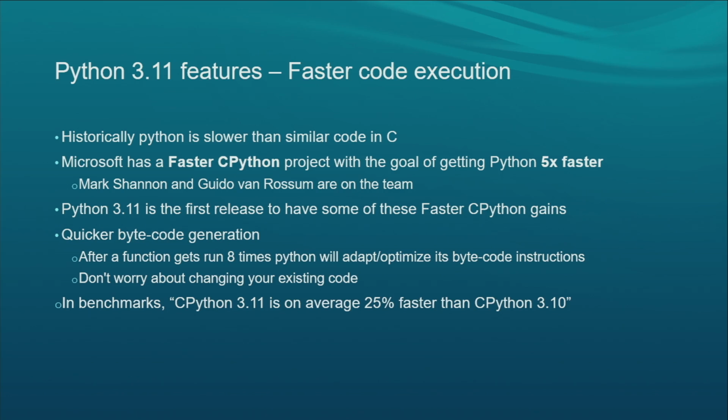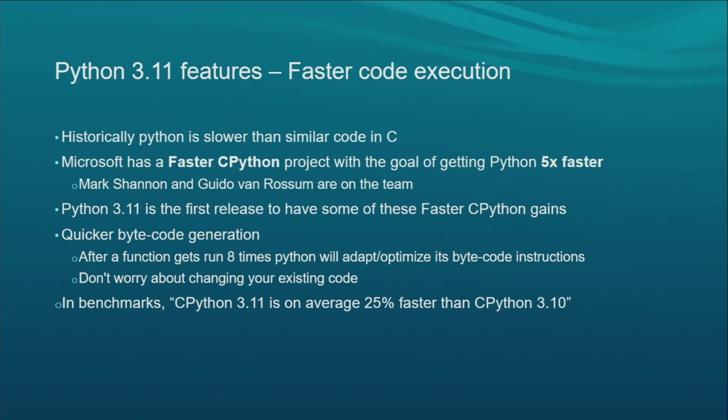And that might seem like a lofty goal and unattainable, but it was actually originally called the Shannon Plan, and it's actually being co-led by Mark Shannon and Guido, who is the founder of Python. So I have full confidence that they're going to be able to hit this 5 times goal within a matter of years. And Python 3.11, the reason why this is so exciting is it's the first release of Python to have some of these faster CPython gains in it.